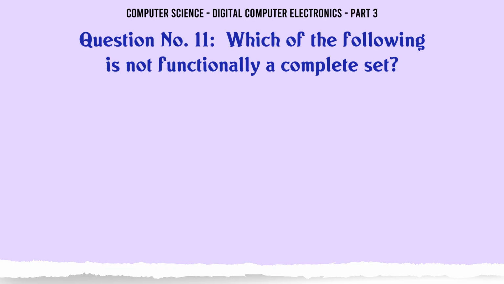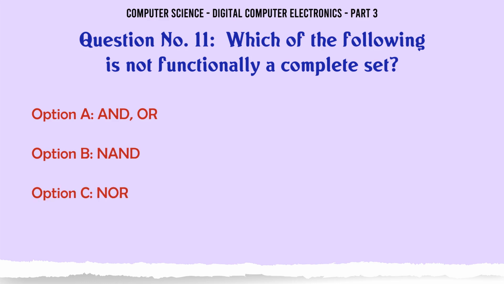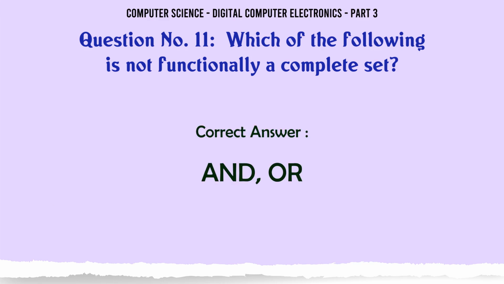Which of the following is not functionally a complete set? A and or. B none. C nor. D and or not. The correct answer is and or.